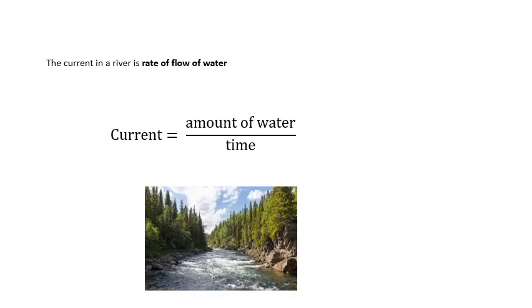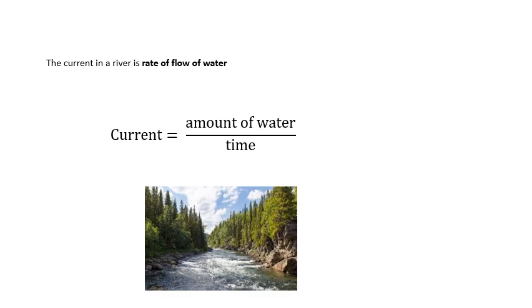Now, the current in a river is the rate of flow of water. Current is the amount of water divided by time. The rate of means divided by time, how much happens every second or every minute or whatever. So the current in a river is the amount of water divided by time.